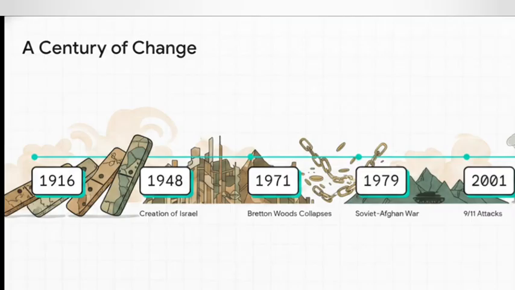Let's quickly anchor ourselves in time here. We're basically tracking a massive domino effect, from the Sykes-Picot Agreement in 1916 to the creation of Israel in 1948, the collapse of Bretton Woods in '71, the Soviet-Afghan War in '79, and then the 9/11 attacks in 2001. Each one of these historical events cascades directly into the next.